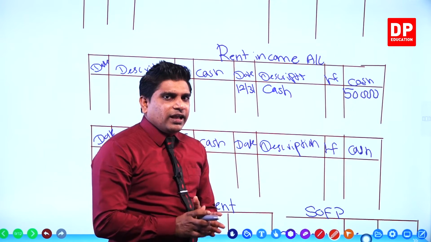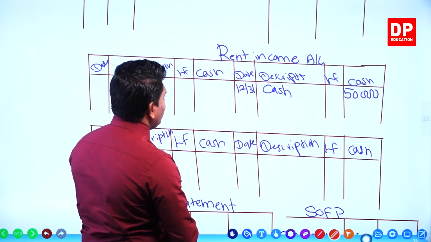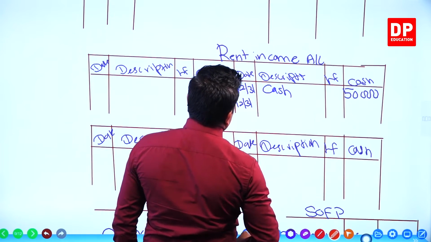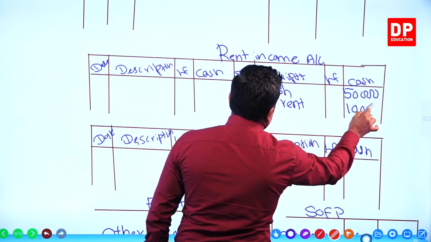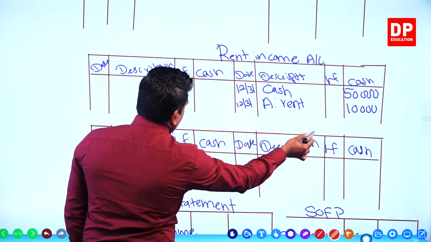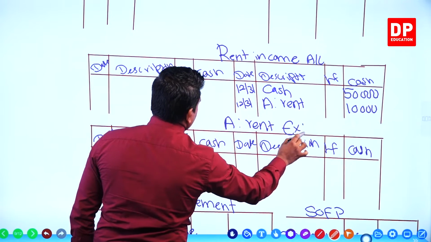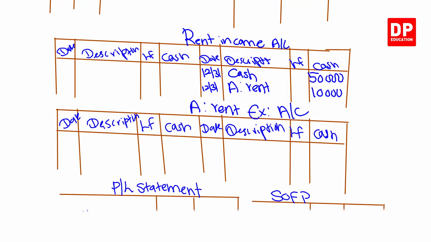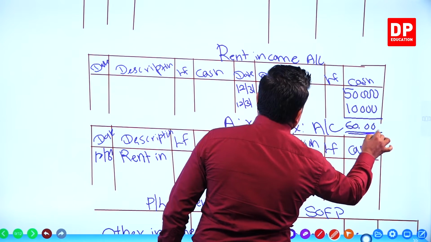Then what's the double entry I have given before? Rent income account credit, accrued rent income account debit, 10,000, 10,000, right? Then 12/31st, accrued rent 10,000. We write it as accrued rent, but it comes to the debit side because it's an asset like a debtor. Rent income, how much? 10,000. Okay, now we get the total, 60,000. Here 60,000.